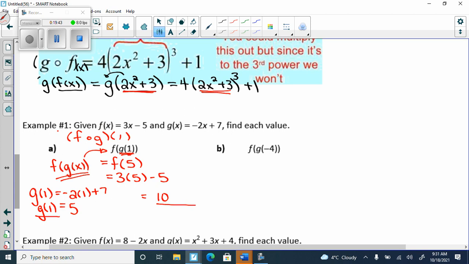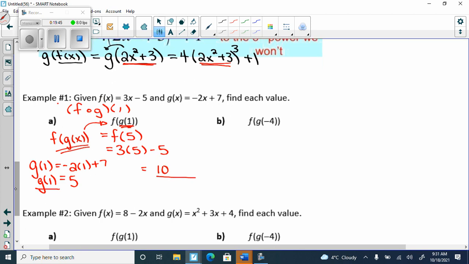What did I just find? The coordinate (1, 10) is on the graph. This is just an aside. This is not what it asked me for. This is the answer, right? To this question, the answer is 10.